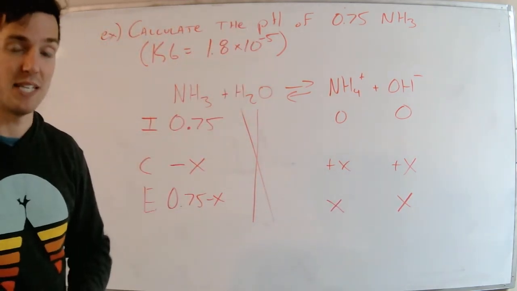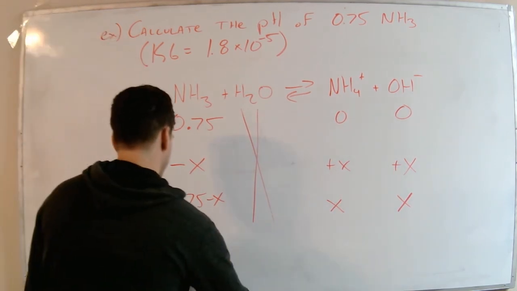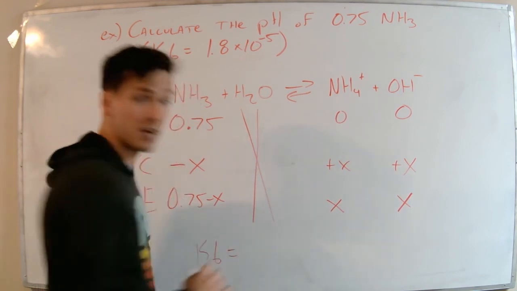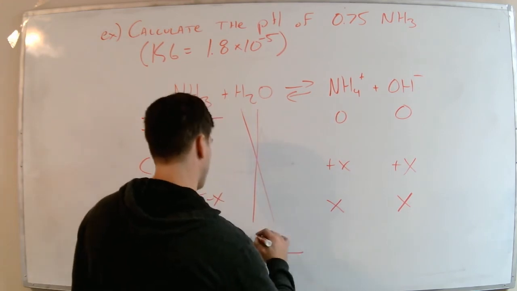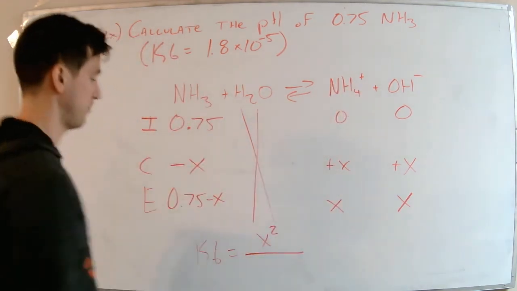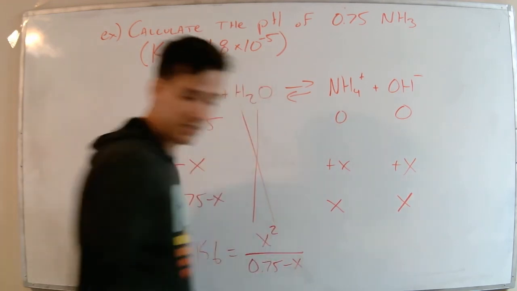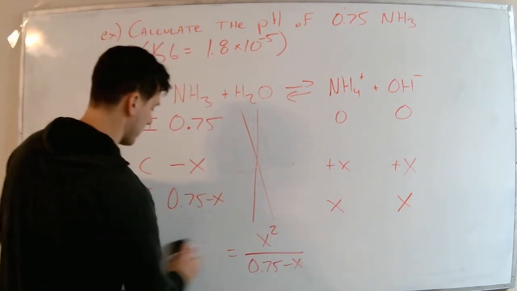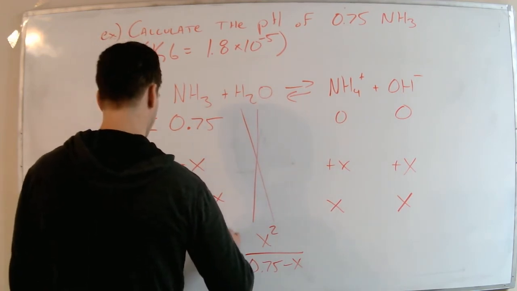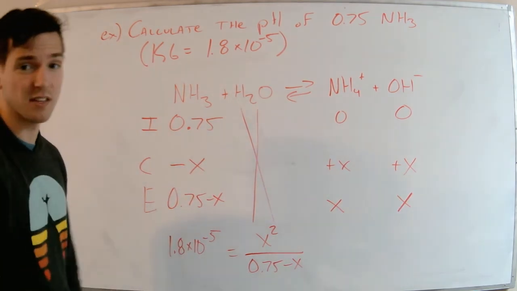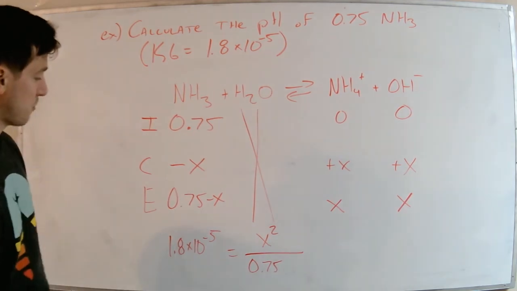Let's go ahead and fly through this so I can be done with this video. I know I'm taking up a lot of your time, so I appreciate you sticking around. This is going to be X squared, right? Both of those are on top. This is going to be 0.75 minus X. And Kb in this case is 1.8 times 10 to the negative 5th. Again, we're going to assume this X is 0 because Kb is so small.